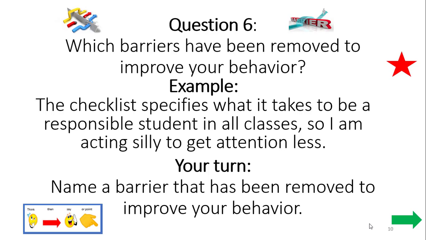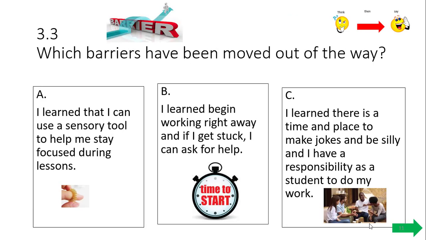The next question is, which barriers have been removed to improve your behavior? The example I put is the checklist specifies what it takes to be a responsible student in all classes. So I'm acting silly to get attention less. You can use this example or say something in your own words. Name a barrier that has been removed to improve your behavior. If you need more time, press pause.